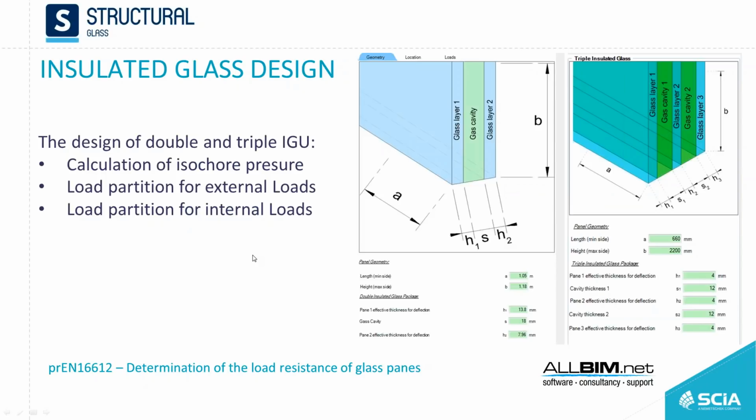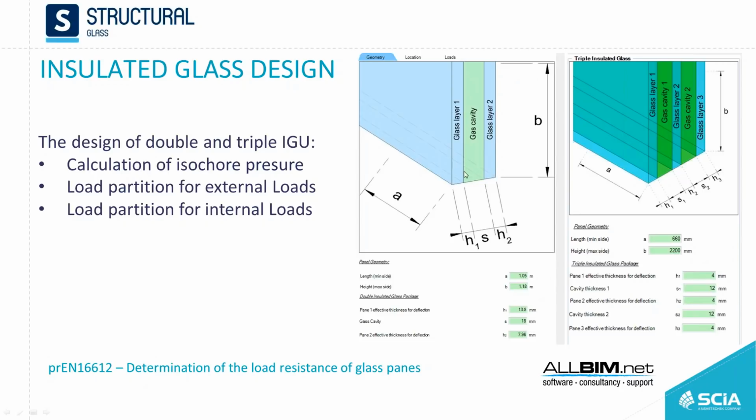And then we get to the insulated glass design, and here we have two modules. One refers to the double insulated glass, which is quite typical, and the other is for three-layer glass, so triple insulated glass. The code has very different algorithms for calculating the distribution factors and isochore pressures, and we managed at Allbeam to code both. And I'll also show how we calibrated on the code, so the examples from the design code present the same results.